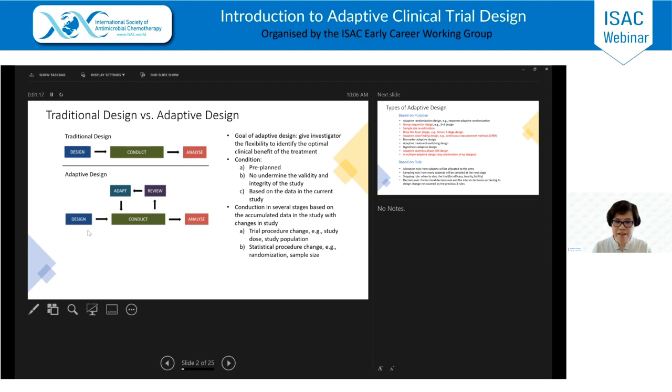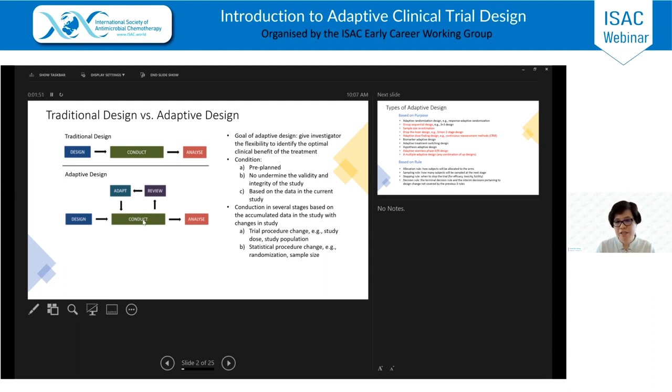The adaptive design is different: during the conduct period, you're going to review the data based on the current data collected. Based on the currently collected data, you're going to do some adjustment to your design. Then you go back to the conduct. This cycle could happen many times. Usually, the discrete case we call an interim analysis.